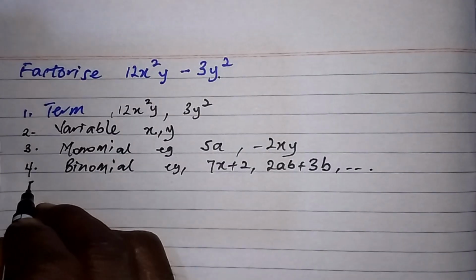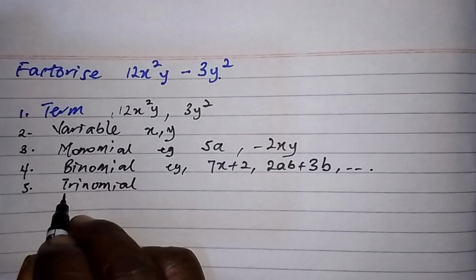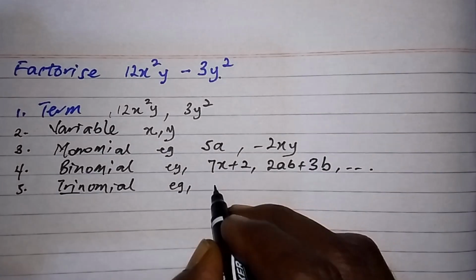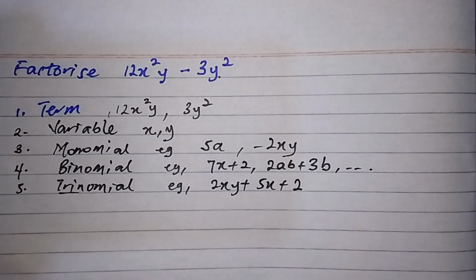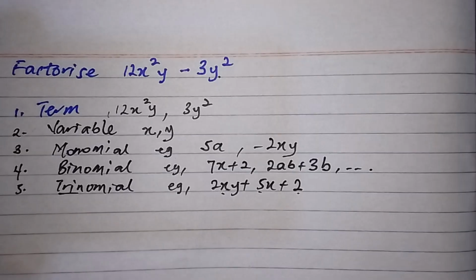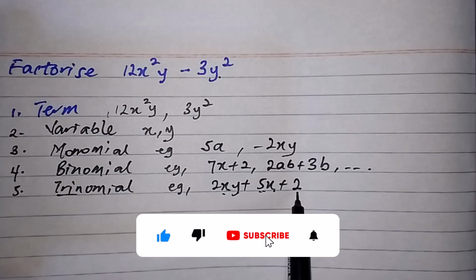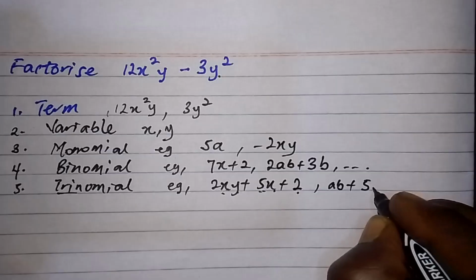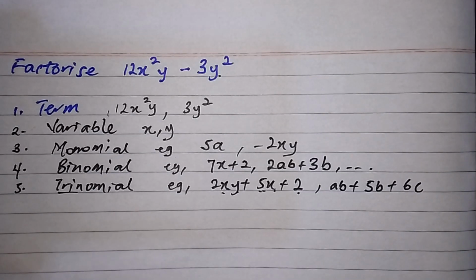The fifth term we want to look at is what we are calling a trinomial. Tri means three, which simply means there are three terms in the expression. For example, 2xy plus 5x plus 2 is a trinomial. There are three terms in this expression: 2xy is one term, 5x is another term, 2 is another term. We can have another like ab plus 5b plus 6c. This is also a trinomial because there are three terms in the expression.